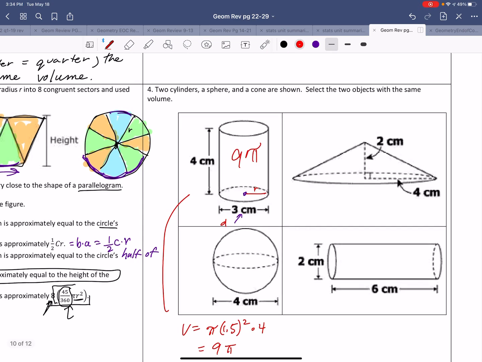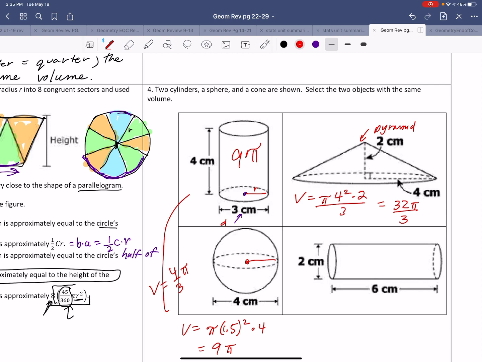Here you have the area of the base, pi times 4 squared, times the height divided by 3 because it's pointy, right? It's a cone. So yeah, this is not going to be the same. So 4 times 4 is 16. 16 times 2 is 32. So 32 thirds pi. Here we have our sphere. So that would be 4 thirds pi.